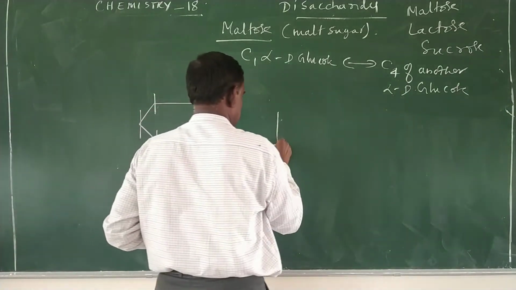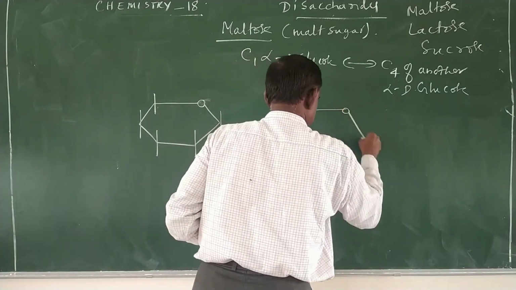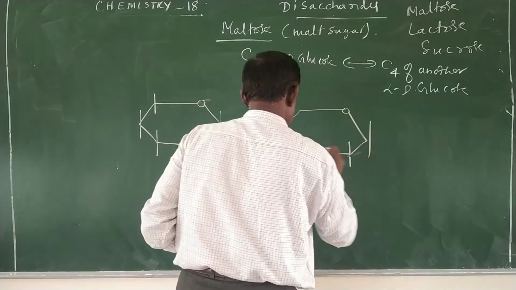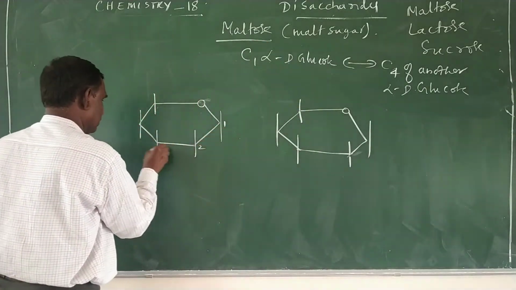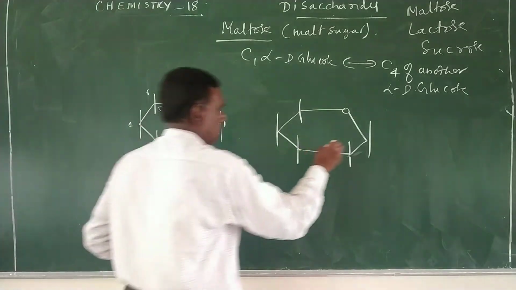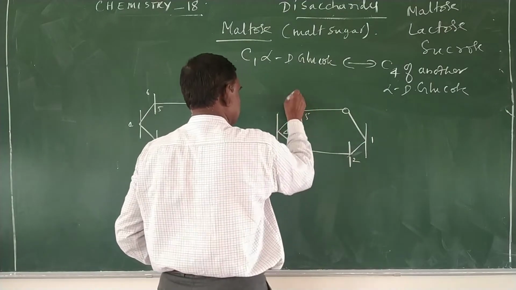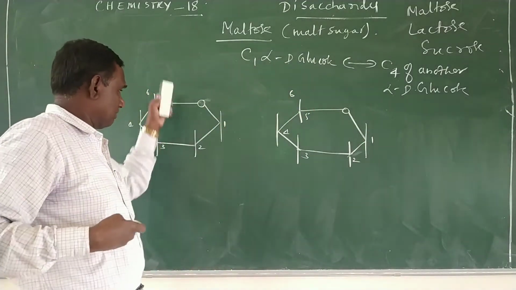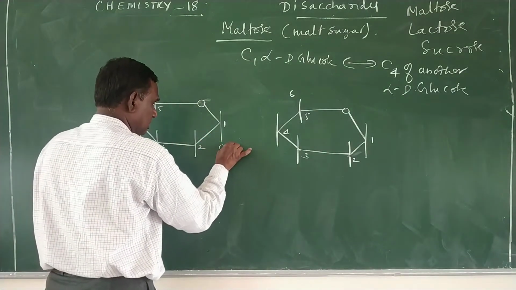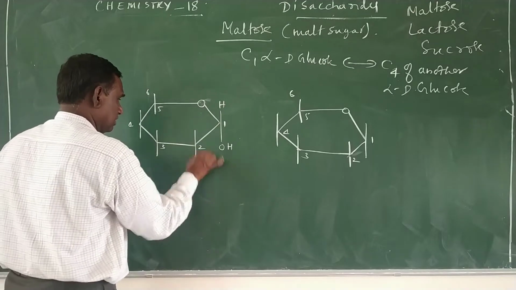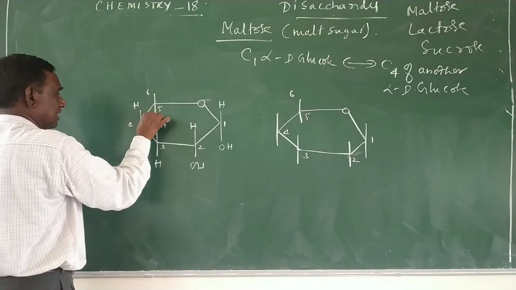This is one. Again, this is 1, 2, 3, 4, 5, 6, and it is 1, 2, 3, 4, 5. Now you see that is alpha D. So alpha D, this is OH, this is H, this is OH, this is H, OH, H, CH2.